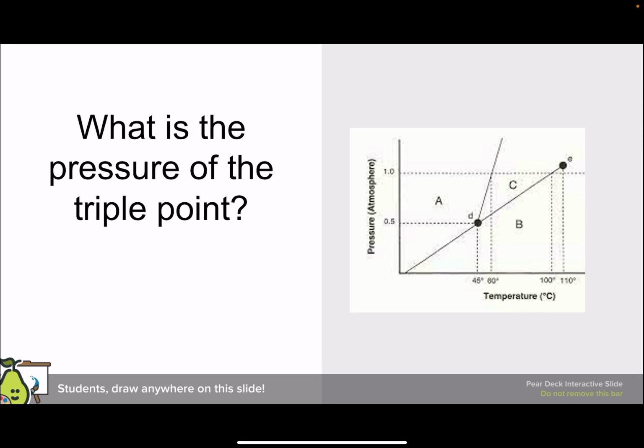Now, what is the pressure of the triple point? So we would find that the triple point is at point D, and we would see the pressure, we need to go back, would be 0.5 for it.